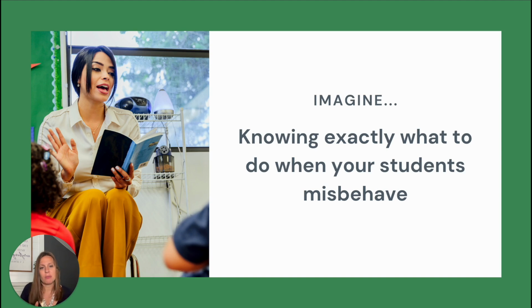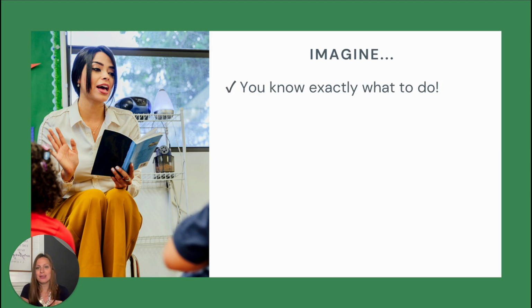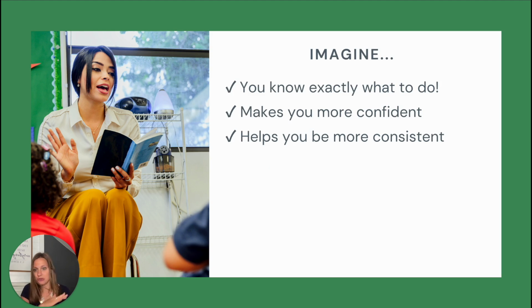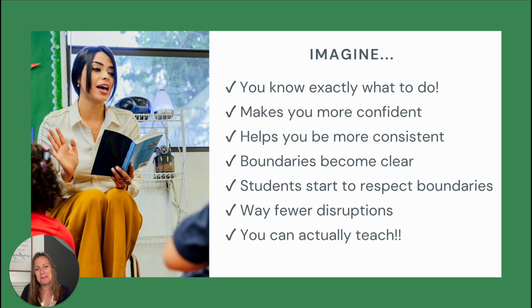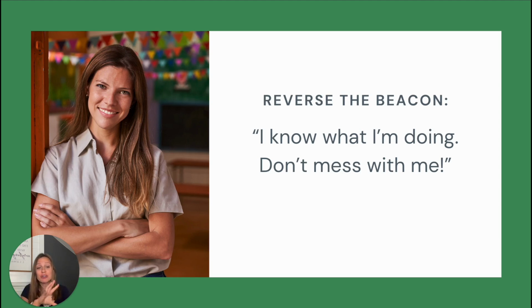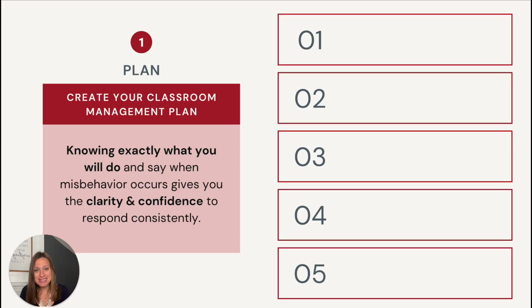I want you to imagine for a moment knowing exactly what to do when your students misbehave. If you knew exactly what to do every single time for every single misbehavior, what a difference that would make. You would be so much more confident, which would mean you could be so much more consistent because all you have to do is follow the plan. Boundaries would be clear. That line would be very clear. Students would then respect that, right? There'd be so many fewer disruptions and you would actually be able to teach. In essence, you're reversing that beacon that said, I don't know what I'm doing, to now say, I know what I'm doing. Don't mess with me.